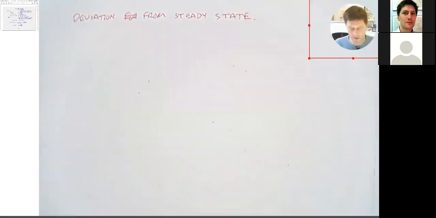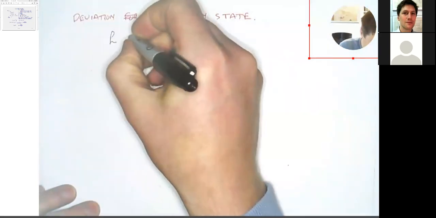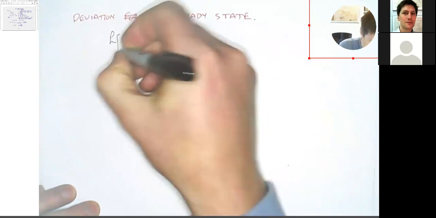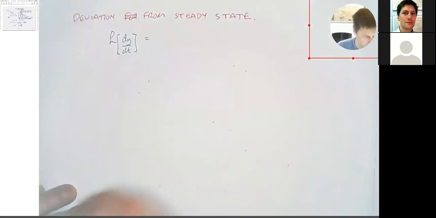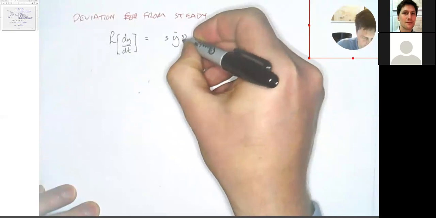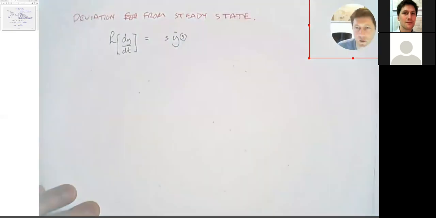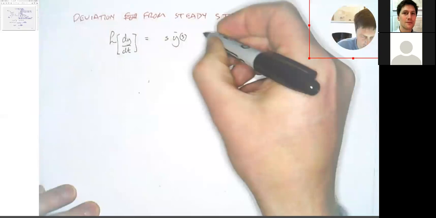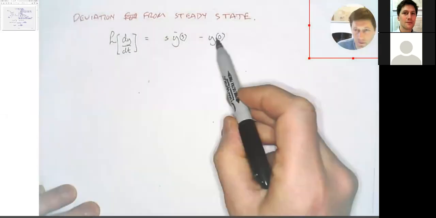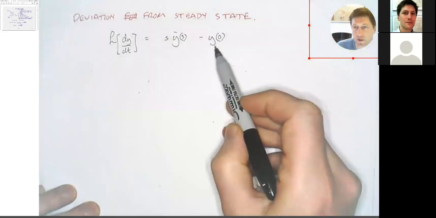So those of you who've watched the videos will know what I'm talking about. If you remember, the Laplace transform of dy/dt comes out to be s times our transformed function y bar of s, minus y(0), the initial condition of our original function y.